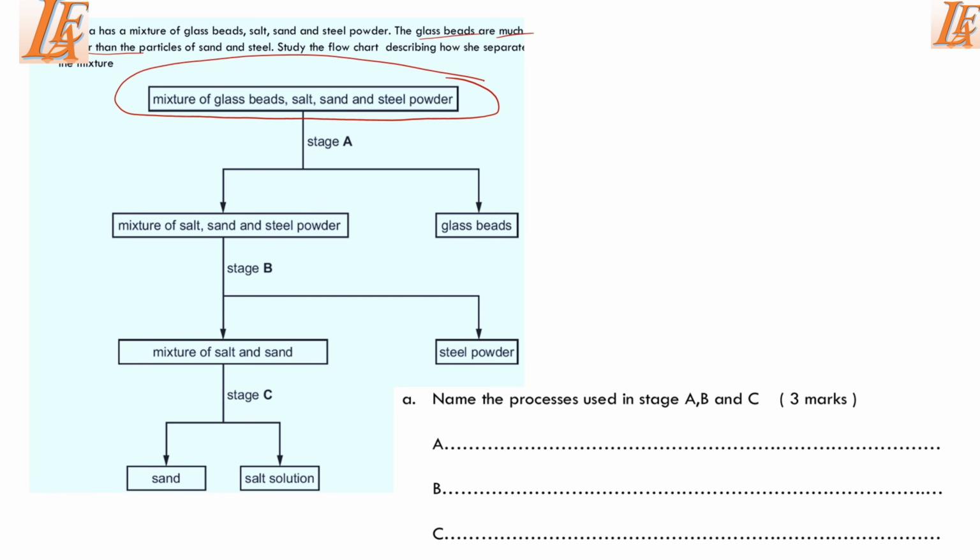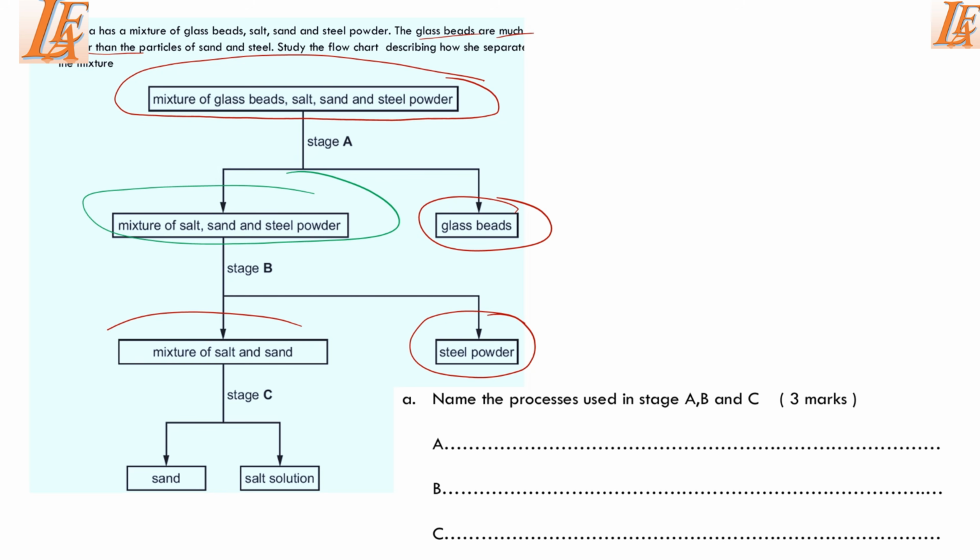So in stage A, she separated the glass beads and then she remained with a mixture of salt, sand, and steel powder. And then in stage B, she separated the steel powder, and then she remained with a mixture of salt and sand. And then now stage C, she separated sand and she remained with salt solution.